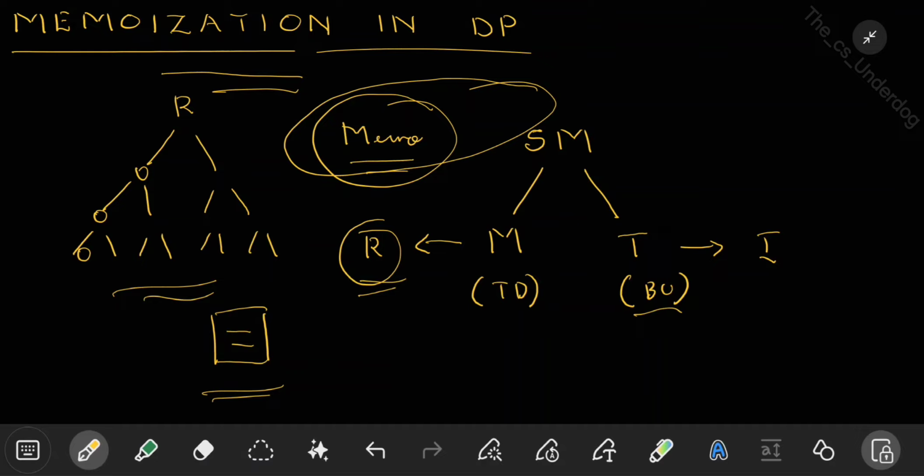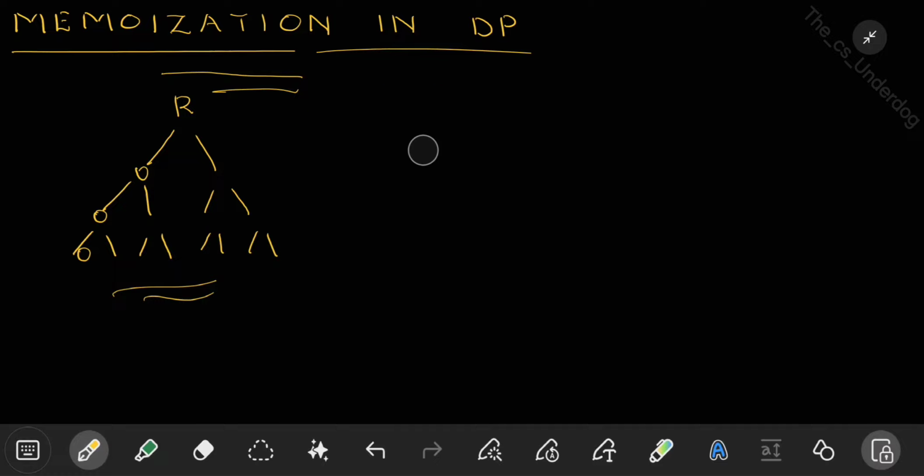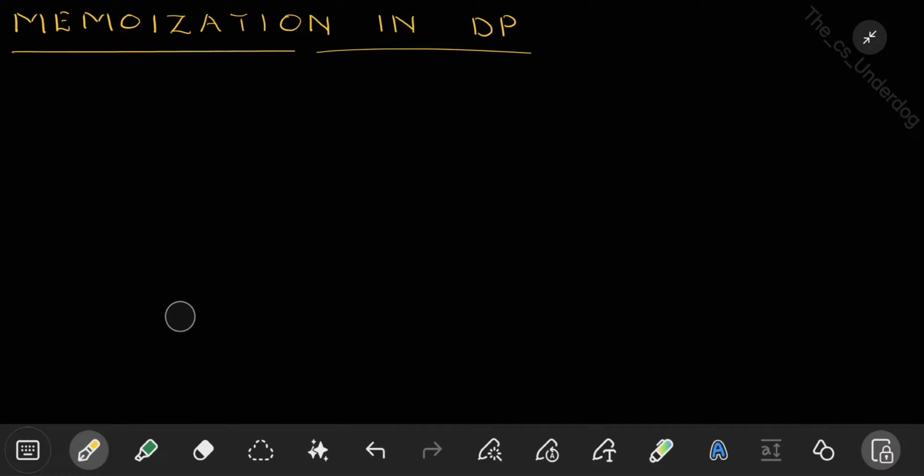So let us understand this with an example. That will be easier. With an example, we'll easily understand what improvement memoization will bring into a normal recursive approach. What we'll do is, we'll try to see what the recursive approach for a problem is, and then we'll see how memoization is going to improve that approach. Okay, we'll take the same example that we used in the DP lecture, which was the Fibonacci series.